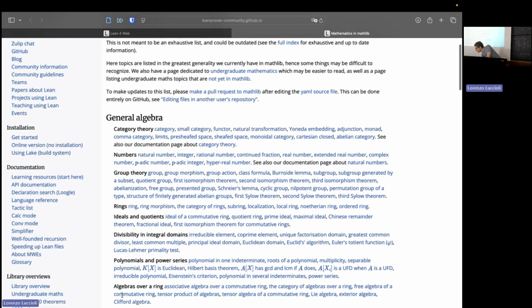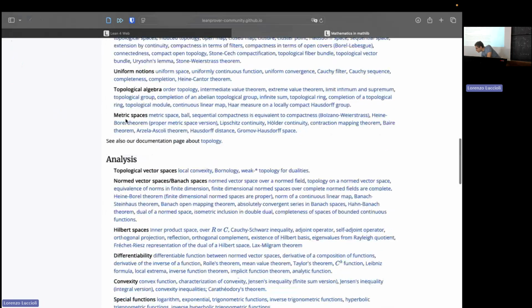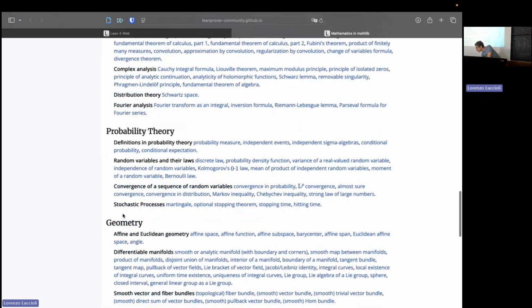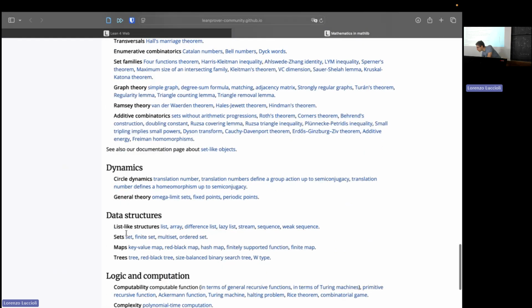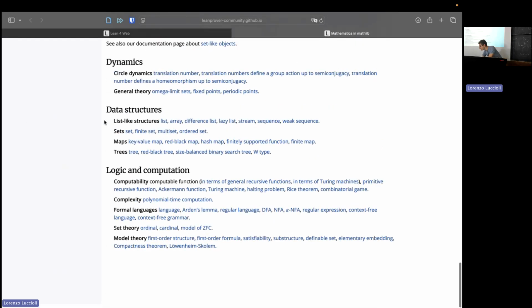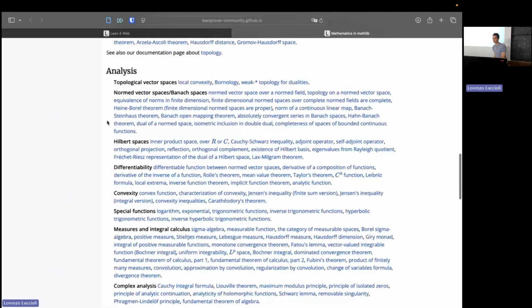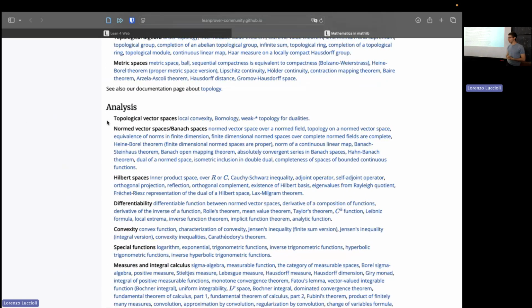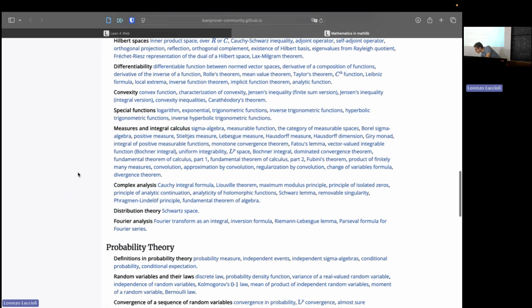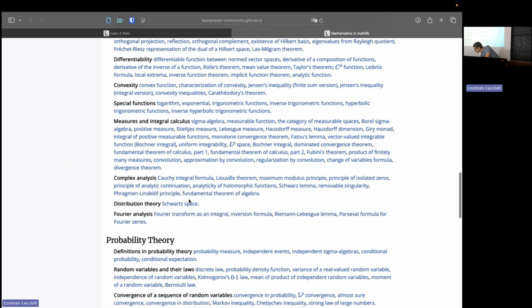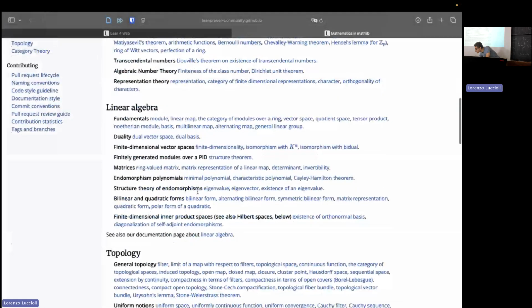But still, you can see there are a lot of results. Here we have general algebra, linear algebra, topology, analysis. You can see there's probability. It's not very developed; it's a bit small. Geometry, combinatorics. There are a few things about dynamics, data structures, and these are more technical things. So if you wonder what's there in analysis, you can just have a quick look here. You can see that Hilbert spaces are there. There's a few things about complex analysis and so on.